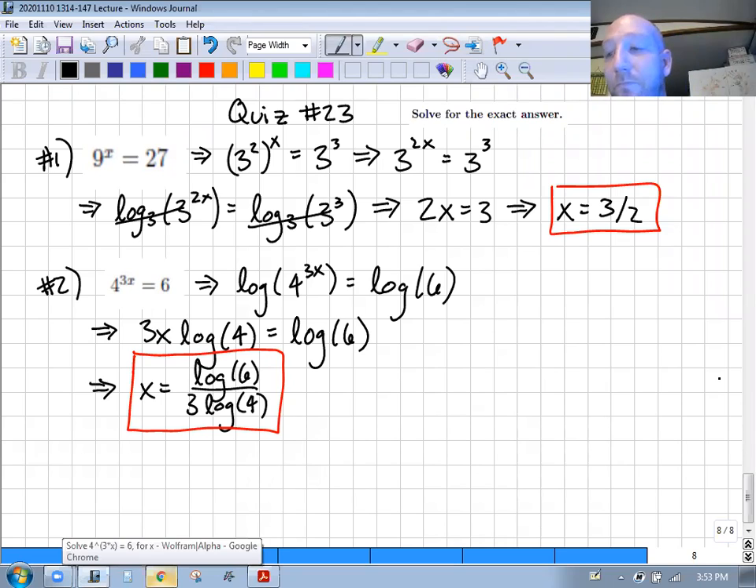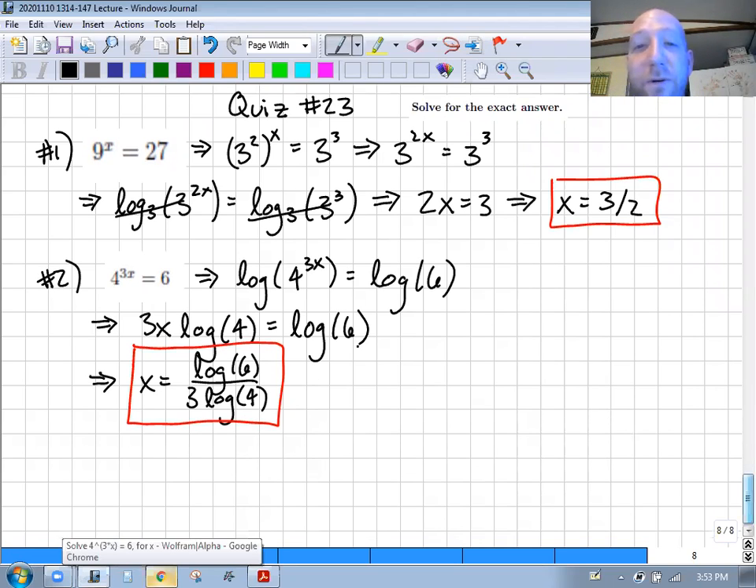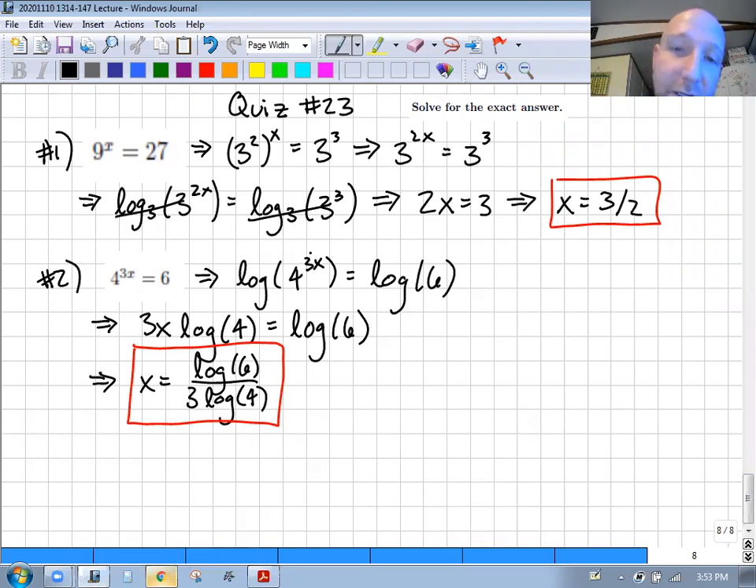Okay. But any questions about how we did this? You can use any log you want, but the trick here is you can move the exponent out of the log and multiply it, and that's what gets your x out of the exponent. Any questions? All right.